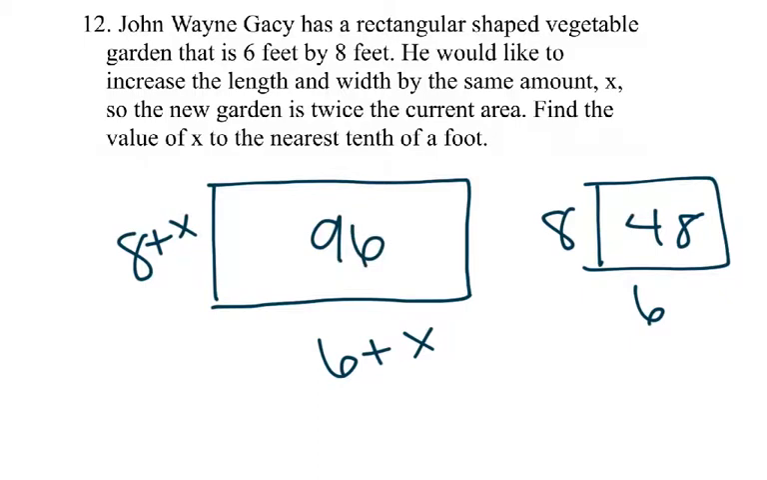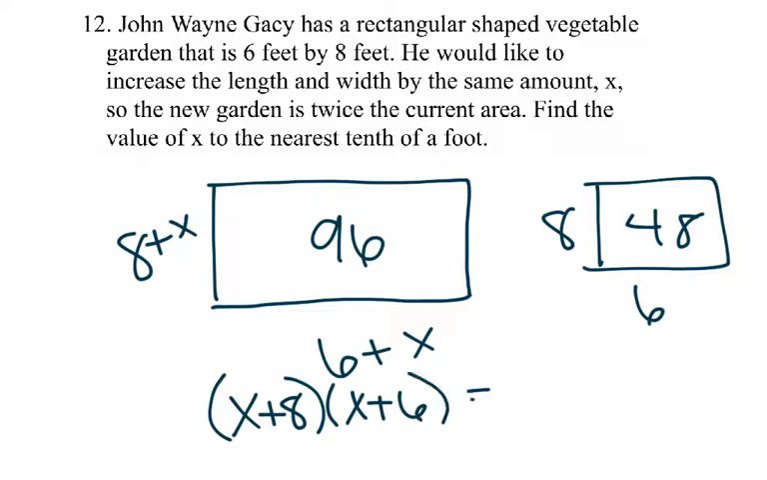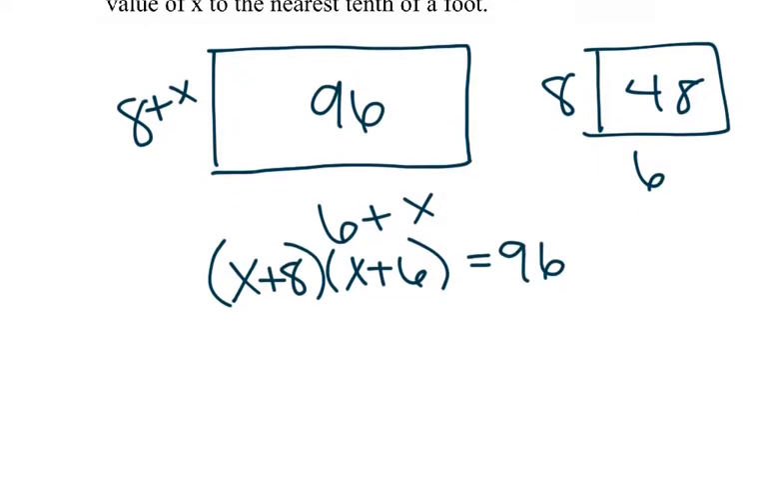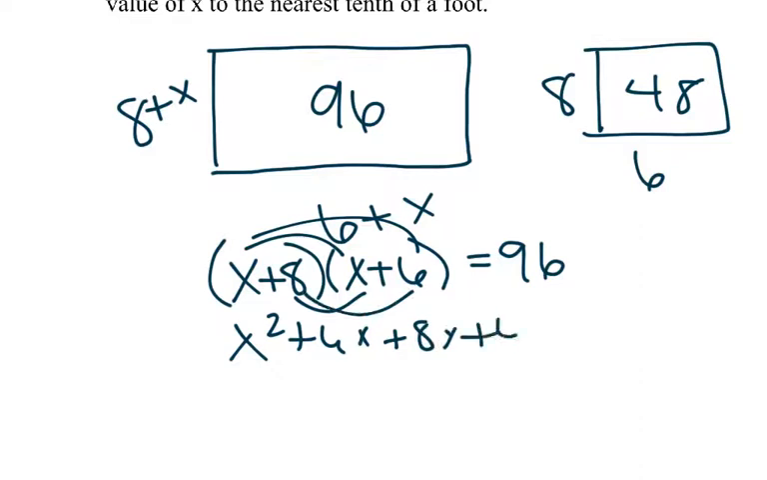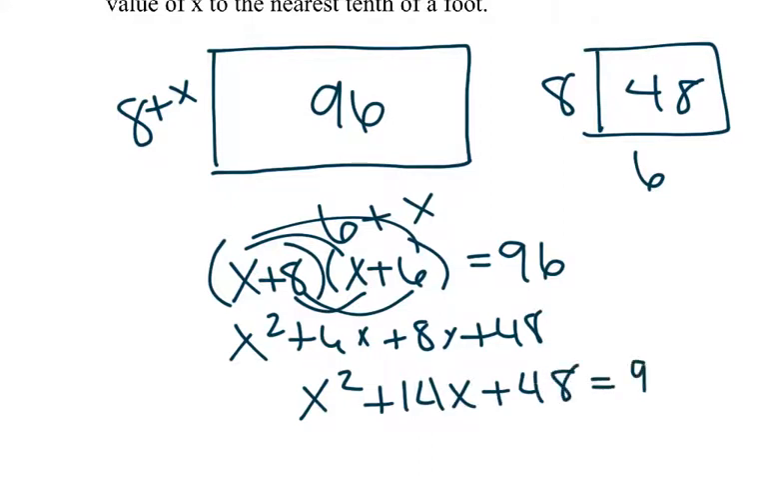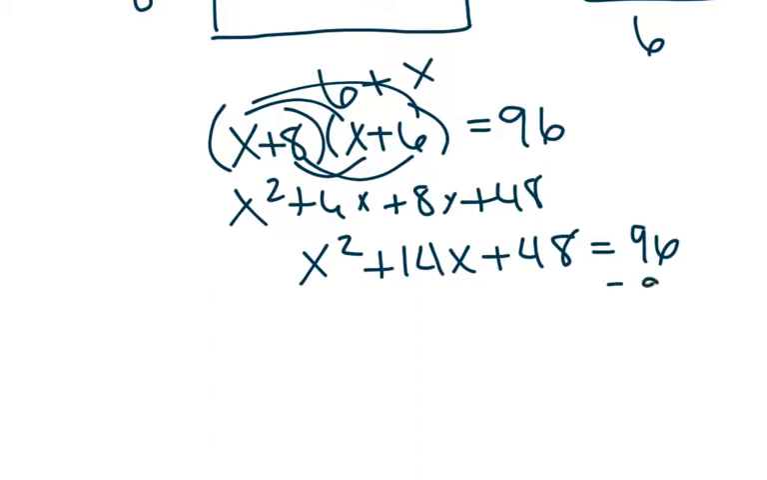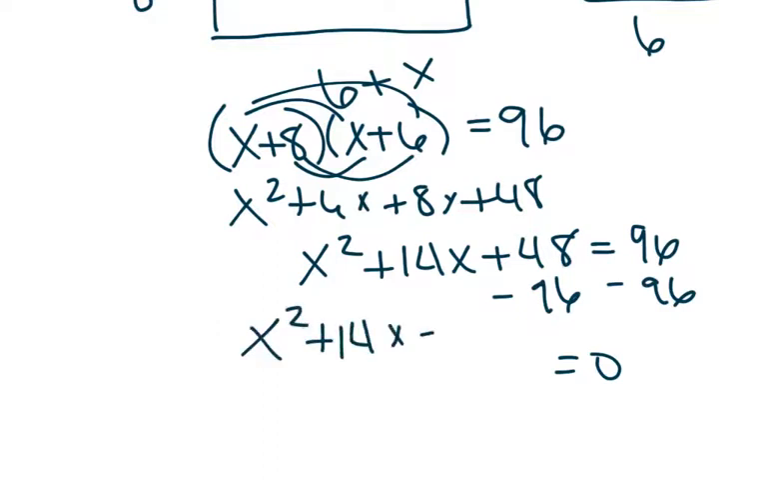So remember, when we're talking about area, we're talking about length times width. So length times width needs to equal 96. So it's just a quadratic. I'm just going to FOIL everything. I'm going to get my like terms together. And remember that I always want a quadratic to equal 0. Right now it equals 96, so I need to subtract 96 to the other side. So this is x squared plus 14x minus 48. So now you just need to solve this quadratic.